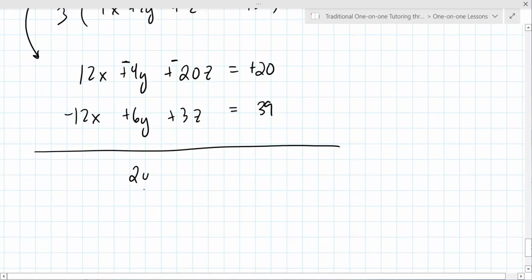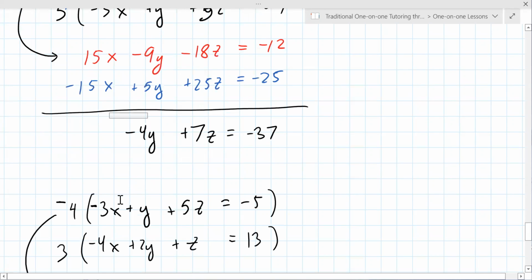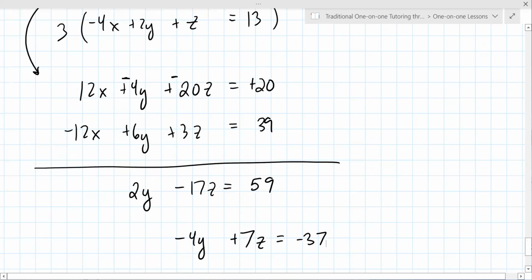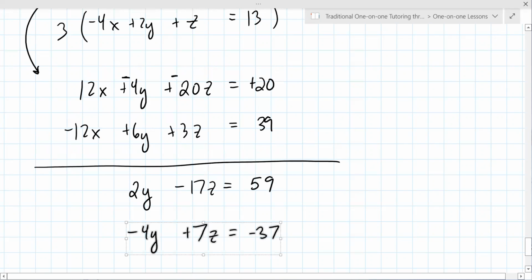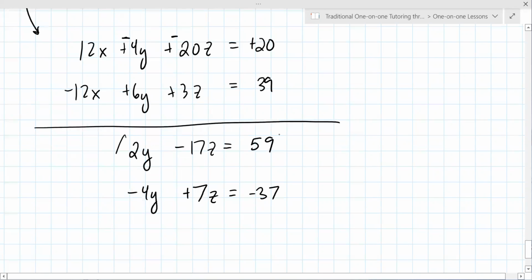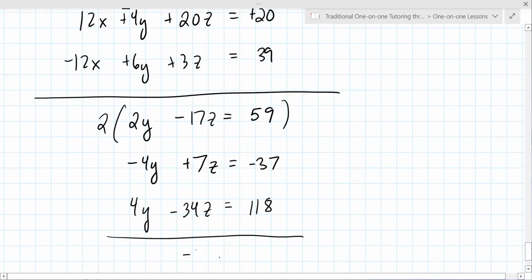So if you get 2y plus minus 17z equals 59. And then let me grab that other equation. So now we're going to eliminate the y here by multiplying by 2. 4y minus 34z equals 118. Add these up, you get minus 27z equals 81, and then you get z equals minus 3.